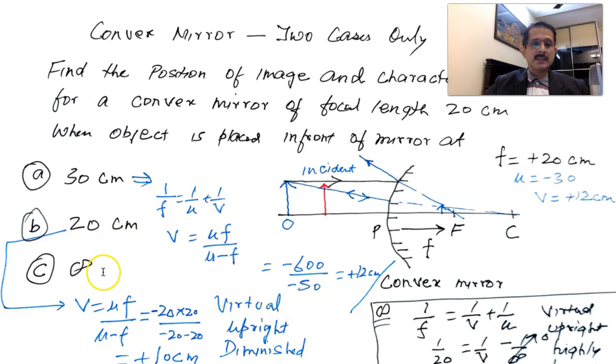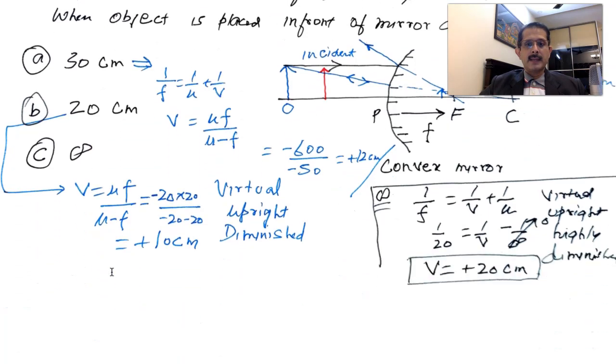Okay, now let's take the last case, which is when the object is at infinity. If the object is at infinity, u would be minus infinity. If we put it in this formula, we get this term as 0. f is 20 because it's a convex mirror, it's plus 20. So if we solve it, we get v is equal to plus 20 centimeter.